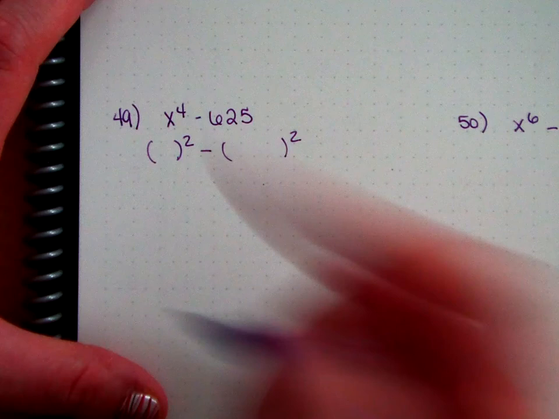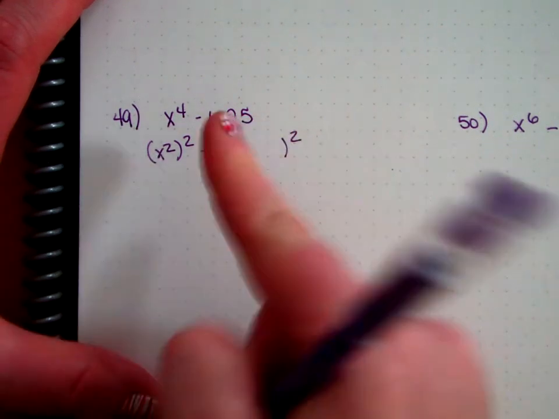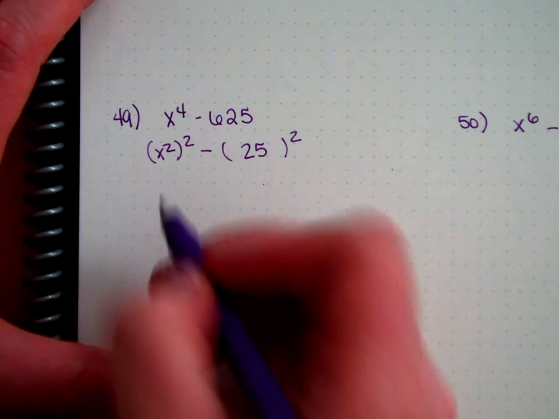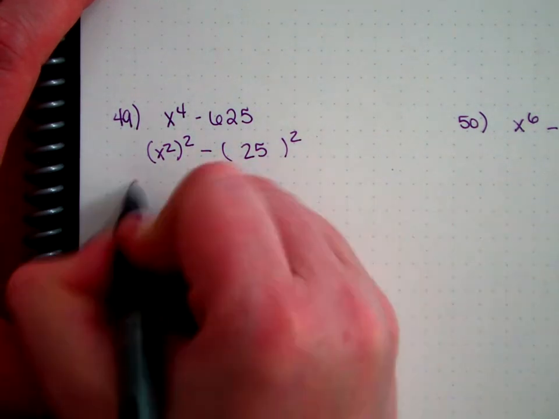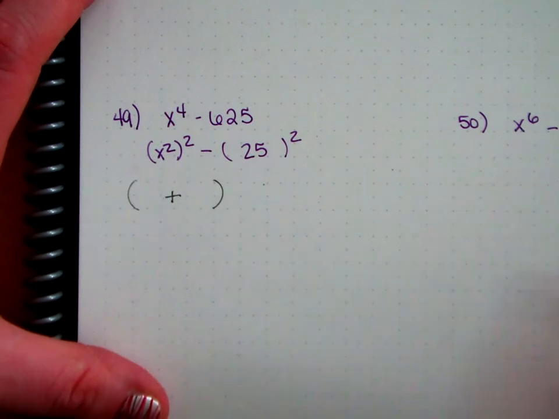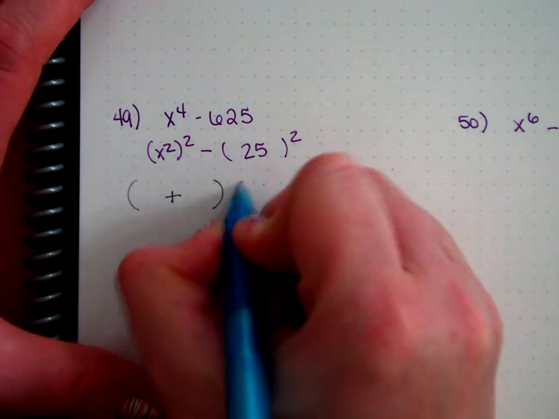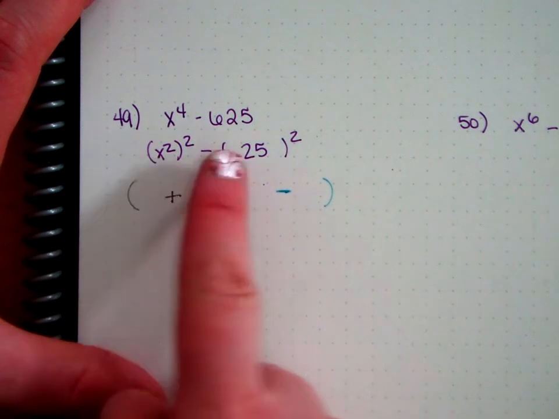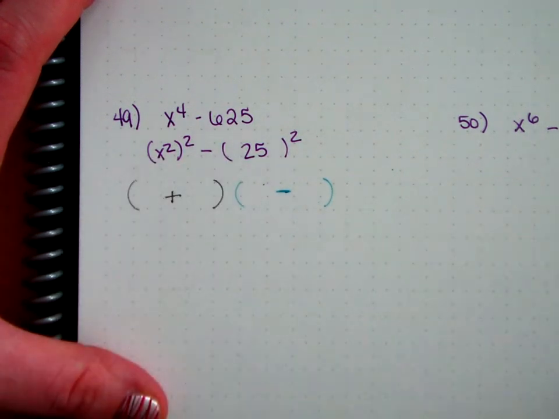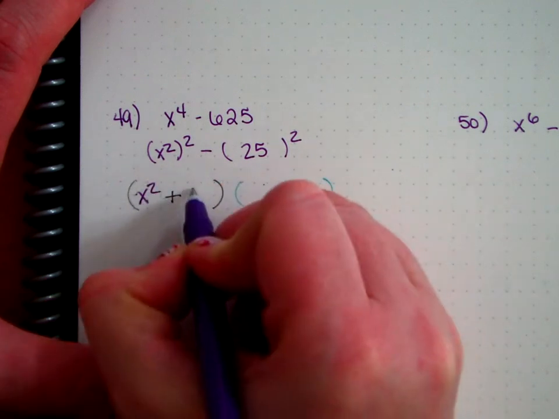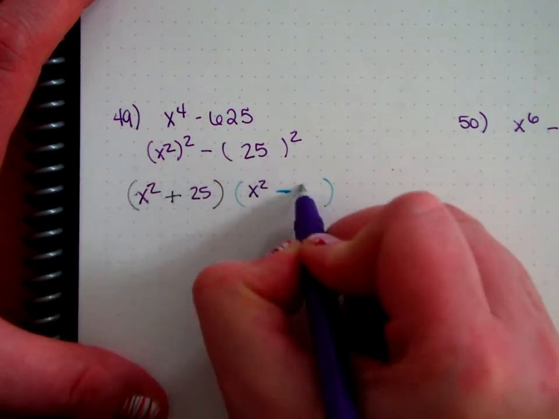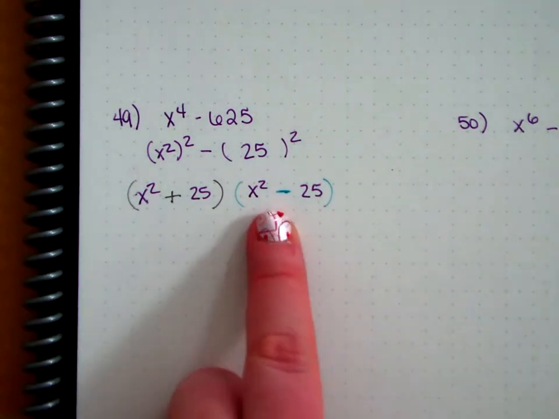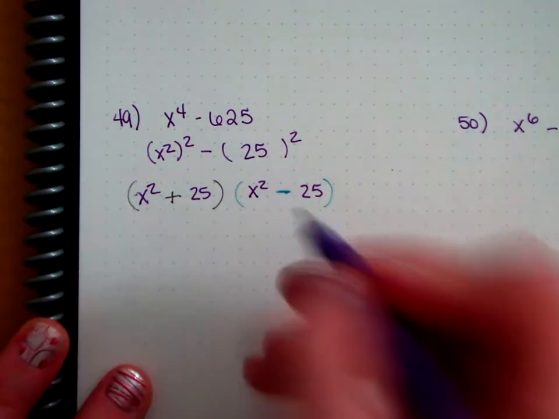So what squared gets you x to the 4th? X squared. What squared gets you 625? 25. Okay. So you have a grouping that's going to be a positive group, and you have a grouping that will be a negative group. That's the difference of squares. Literally, whatever's first, second, we pull respectively. So this would be x squared, 25, x squared, 25.